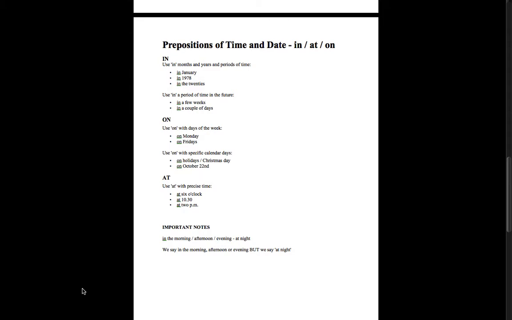Then I'll also include at the bottom, you'll see I have something with important notes, because there is one exception with the in for a general period of time: in the afternoon, in the evening, but we do say at night. And I don't have a specific reasoning for why that is. If anybody does, I'd love to hear it. But I just tell them that's one of those quirky things about English.